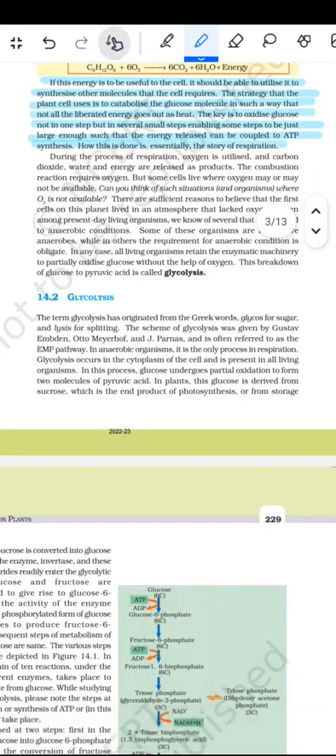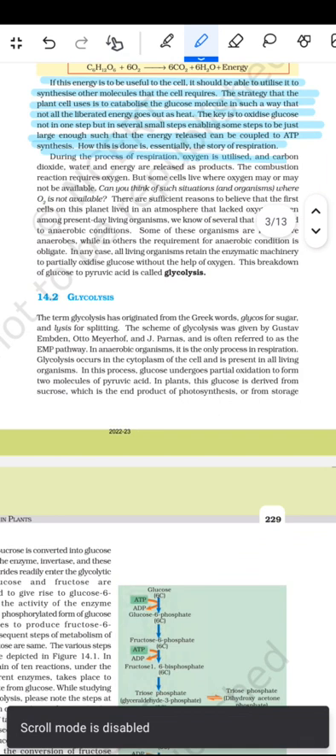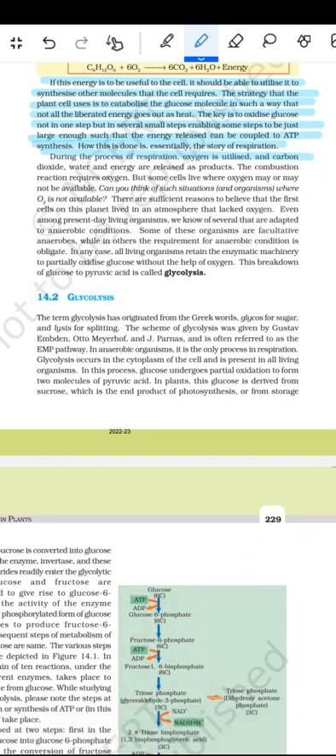Then it says that during this process of respiration, oxygen is utilized and carbon dioxide, water and energy are released as the products. The combustion reaction requires oxygen, but some cells live where oxygen may or may not be available. Can you think of such a situation and an organism where O2 is not available?